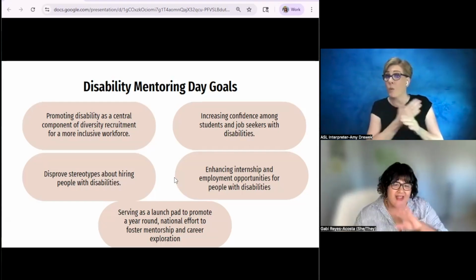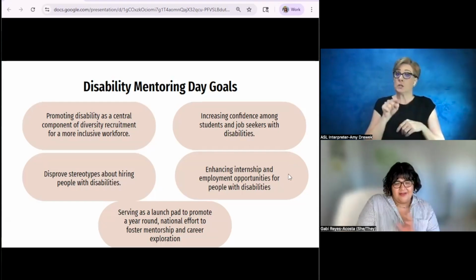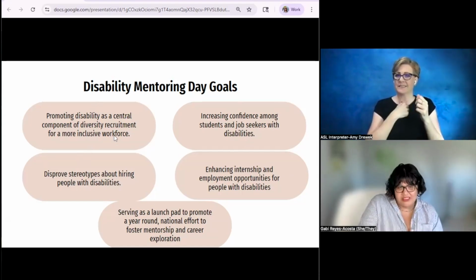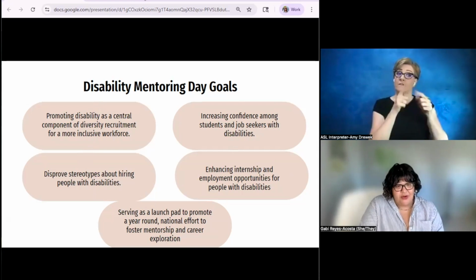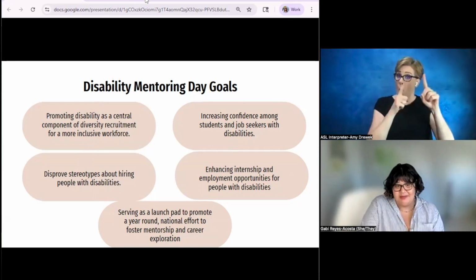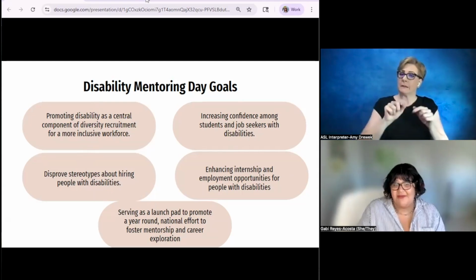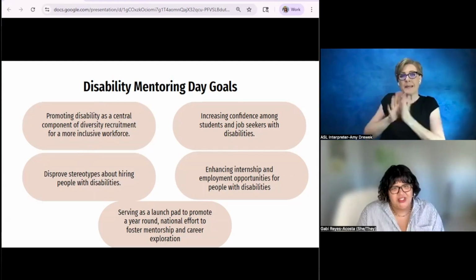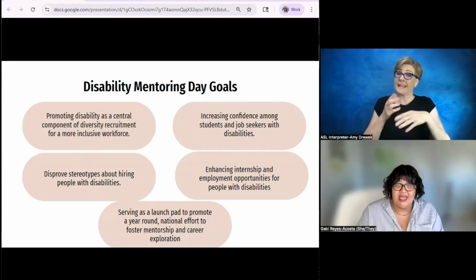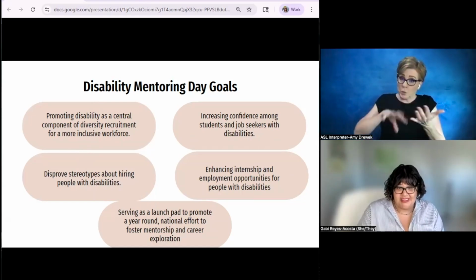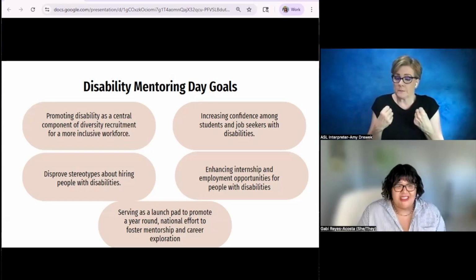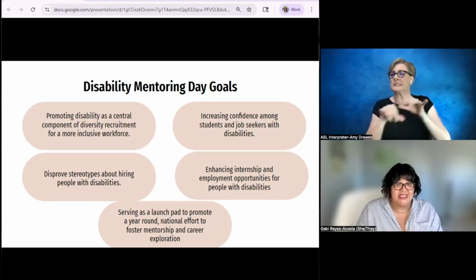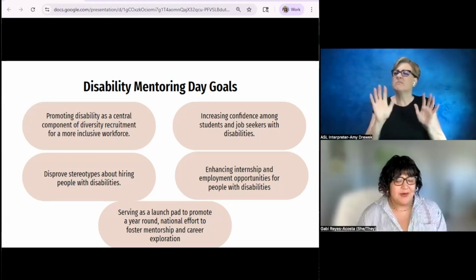And in this white slide, there are several different ovals. Each oval has text inside of them. There's 5 of them. The first one says that one of our first Disability Mentoring Day goals is to promote disability as a central component of diversity recruitment for a more inclusive workforce. The second goal is to increase confidence among students and job seekers with disabilities. And a third is to disprove stereotypes about hiring people with disabilities. Fourth is enhancing internship and employment opportunities for people with disabilities.